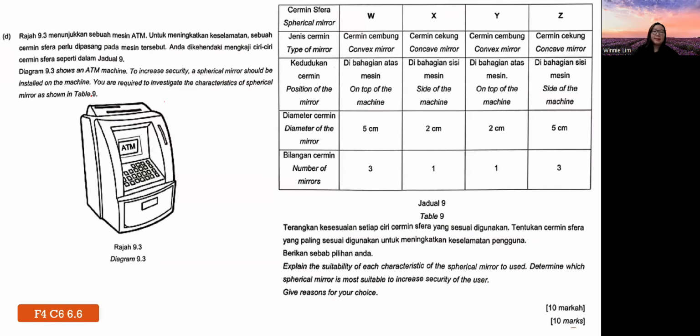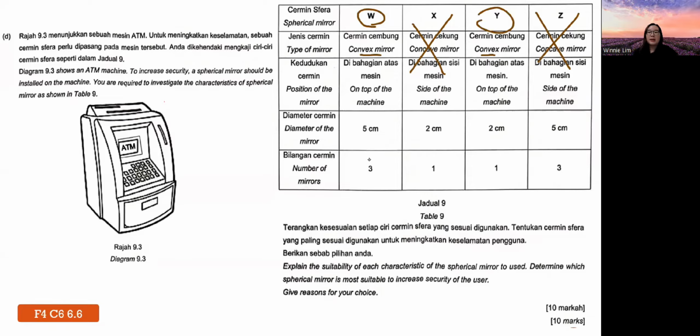Okay, so for part D, diagram 9.3 shows an ATM machine. To increase security, a spherical mirror should be installed on the machine. You're required to investigate the characteristic of the spherical mirror as shown in table 9. First you need to know what type of mirror is suitable. Now, our idea of using this mirror is to see the surroundings, to see if there are any people following you, correct? So that's why we need a wider field of vision. If wider field of vision, automatically what mirror should we use? We should use a convex mirror. So concave will be wrong, right? Now your choice towards the correct answer is there.